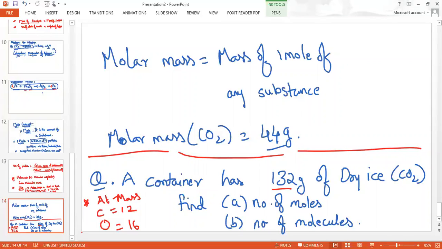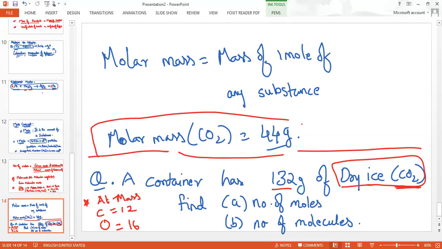Number of moles. 6 moles of oxygen? No. Dry ice is carbon dioxide, no? It has 132 grams of CO2 basically. So what is the molar mass of the substance in this? What is the substance we have? Dry ice. What is dry ice? It is carbon dioxide.